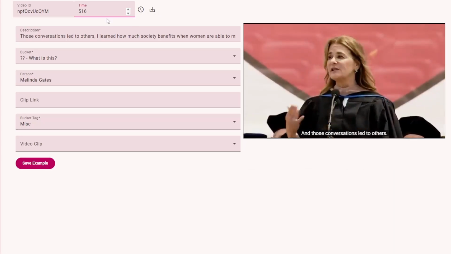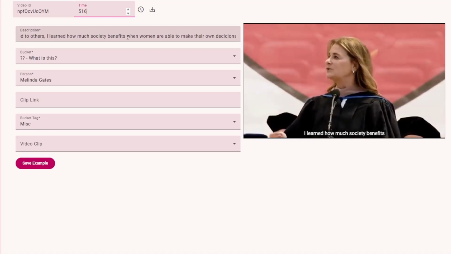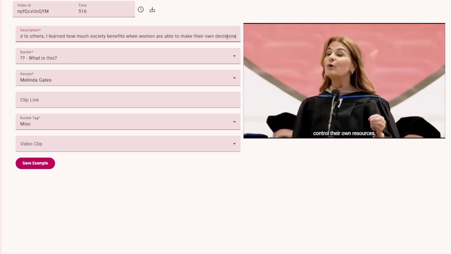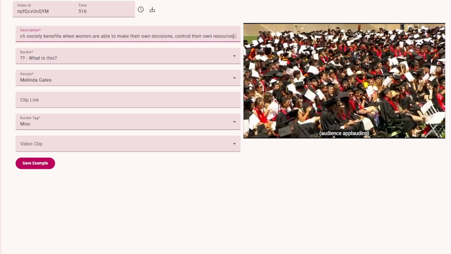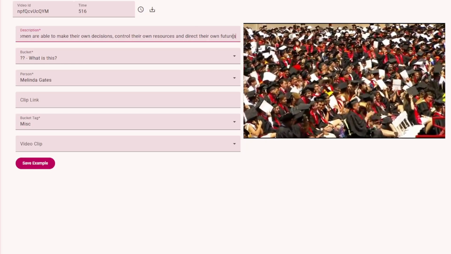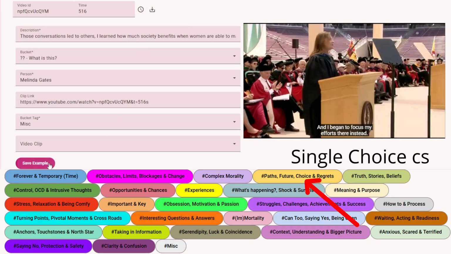"Those conversations led to others. I learned how much society benefits when women are able to make their own decisions, control their own resources, and direct their own futures." Usually conversations is more on the fundamental side to get everyone on board with a unifying idea. I could be wrong about it though, and it might just simply be collaborative. Decision, control, resources, and future are all choice words. I'm a little puzzled by her emphasis on own, but maybe that is simply to do with being collaborative again. Permission is a judgment word, usually used by collaborative people.